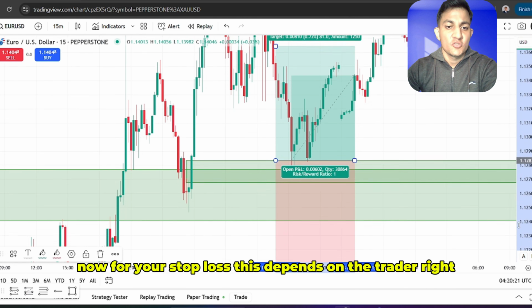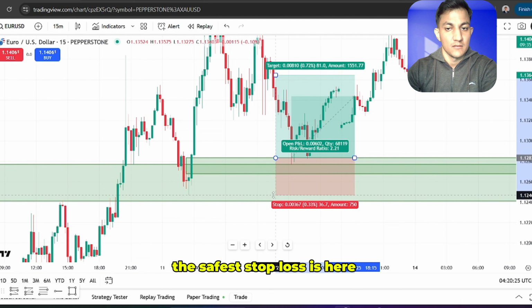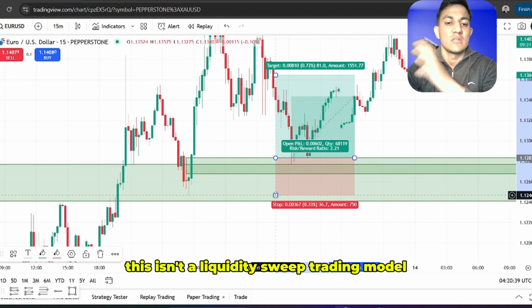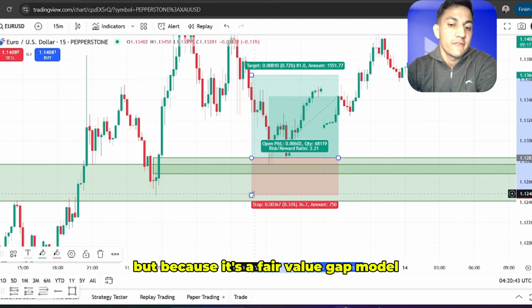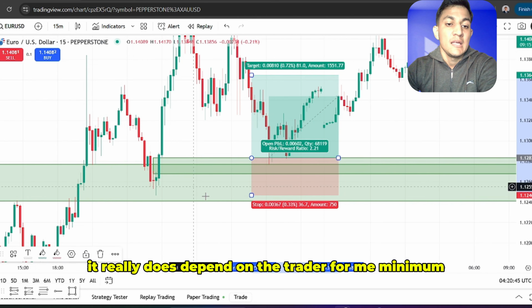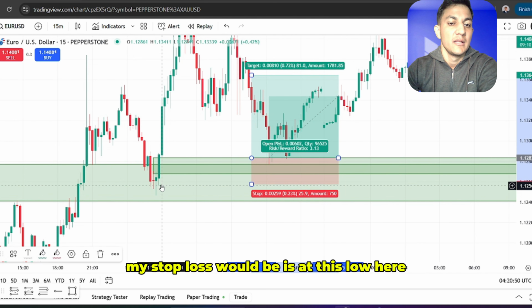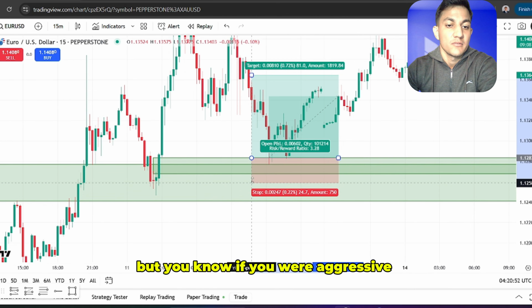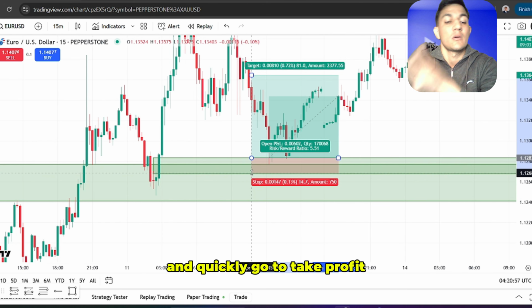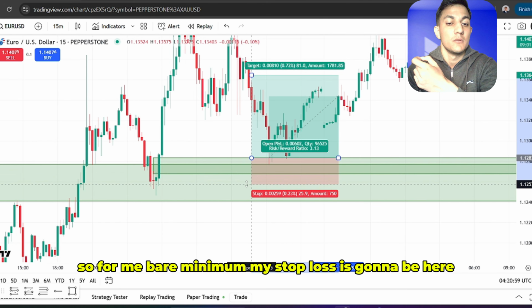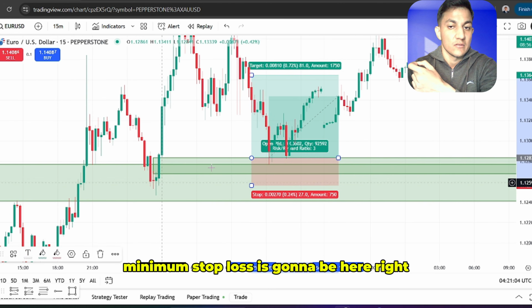So enter here. Now for your stop loss, this depends on the trader, right? The safest stop loss is here. Now this isn't a liquidity sweep trading model. If it was, your stop loss would have to be at the low. But because it's a fair value gap model and it's on the 15-minute chart, it really does depend on the trader. For me, absolute minimum, my stop loss would be at this low here. But if you were aggressive, you could put it here. But just be careful, price could hit your stop loss and quickly go to take profit. So for me, bare minimum, my stop loss is going to be here. Safest one is here, but minimum stop loss is going to be here, right?